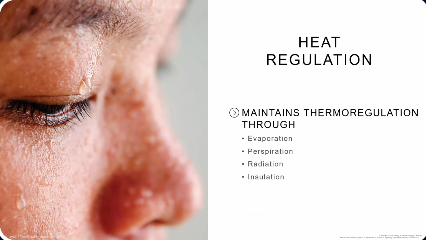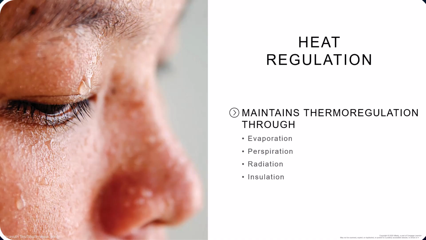The skin also helps regulate our heat. So with heat regulation, that is protecting the body from the environment. While our average body temperature is around 98.6 degrees Fahrenheit, when the outside temperature changes, our skin is adjusting to that warm or that cold, and controlling the body temperature is necessary. So the body maintains thermoregulation through evaporation, perspiration, radiation, and insulation.